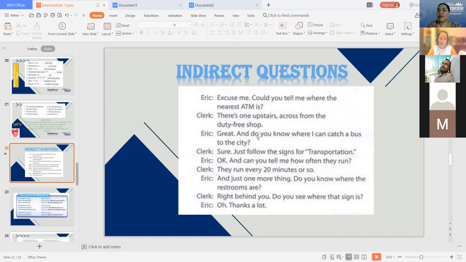Then I have, for example, do you know, right? This is the second one in the dialogue. There is another indirect question, and once again, can you tell me, right? So the indirect questions are composed of an introduction phrase plus the question, and you are going to have really polite questions.